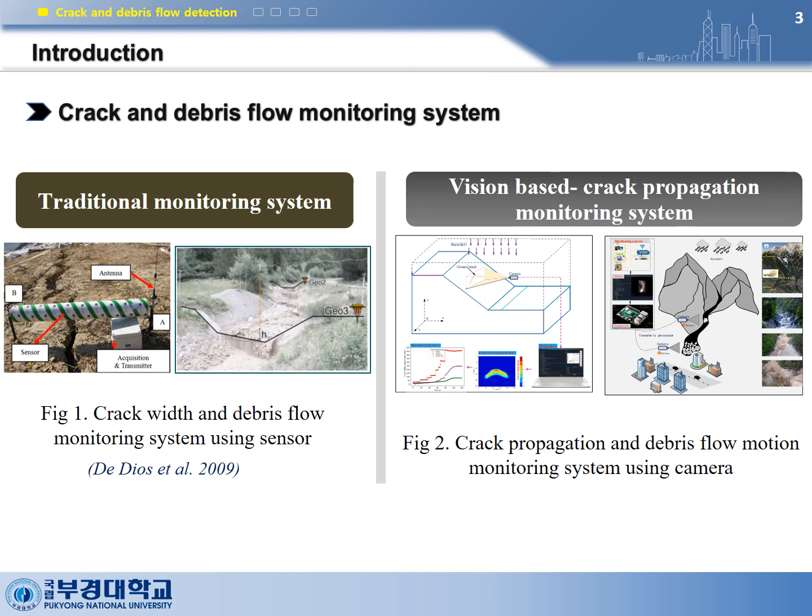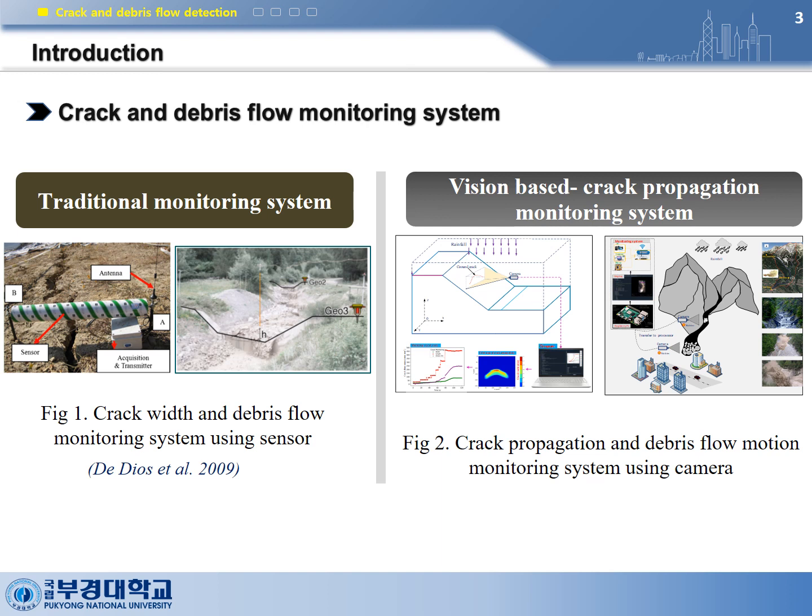Crack and rapid flow monitoring system. Figure 1 shows a traditional landslide crack and rapid flow monitoring system using sensors. Using sensors is very reliable, but there are several disadvantages, including high cost of installation and maintenance, monitoring within a restricted area, and difficulty in processing data in the field.